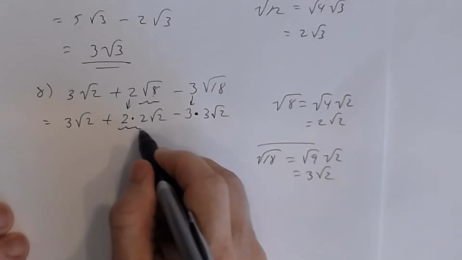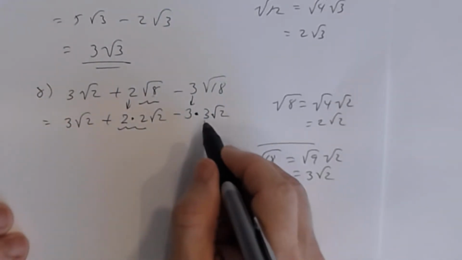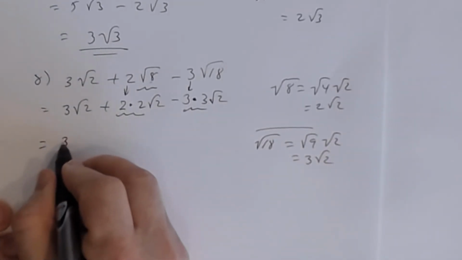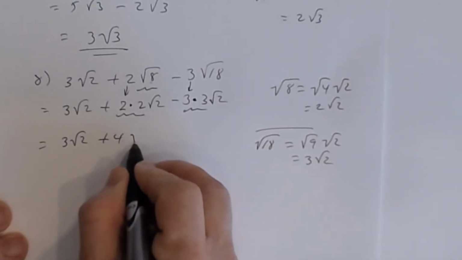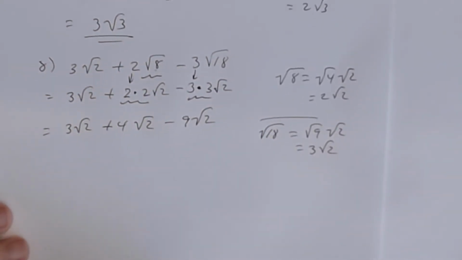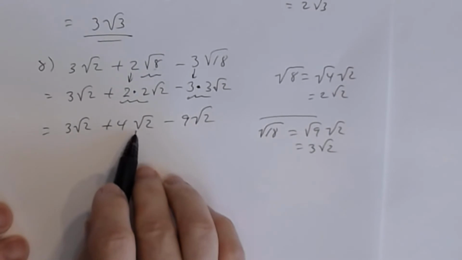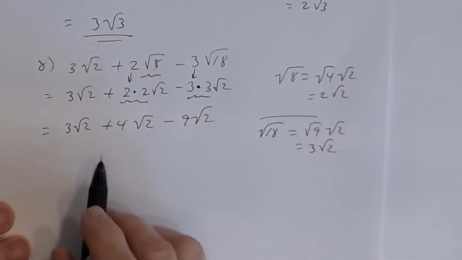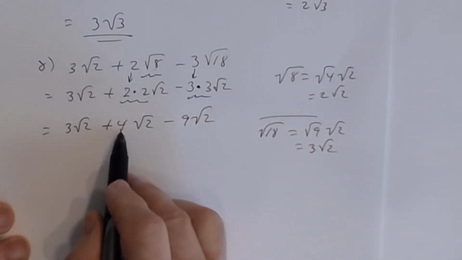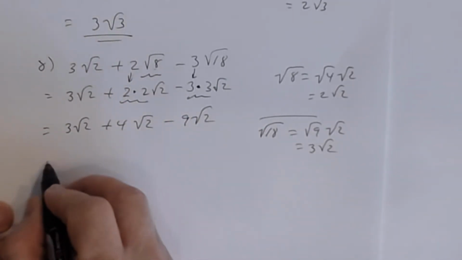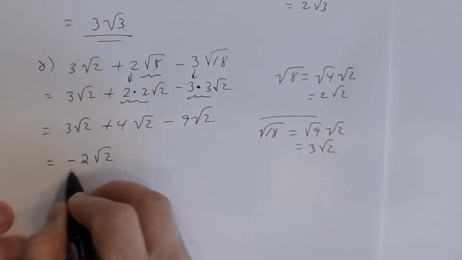Now I'm going to go ahead and multiply these two factors together, and then these two factors together. So now I get 3 square root of 2 plus 4 square root of 2 minus 9 square root of 2. And now notice those are all like terms because they all have the square root of 2 in it. So 3 plus 4 is 7. 7 subtract 9 is a negative 2. So the answer is negative 2 square root of 2.